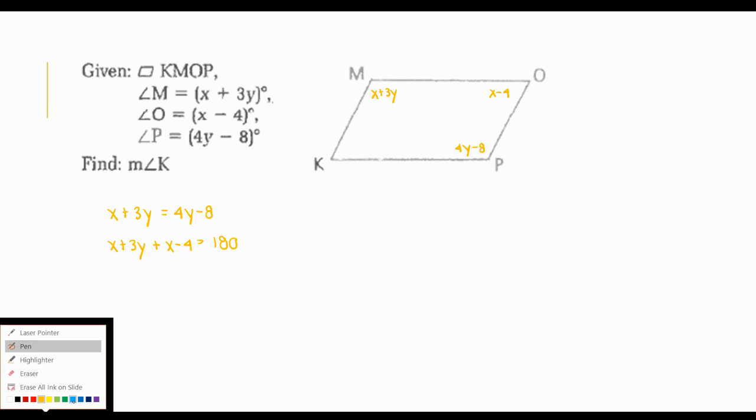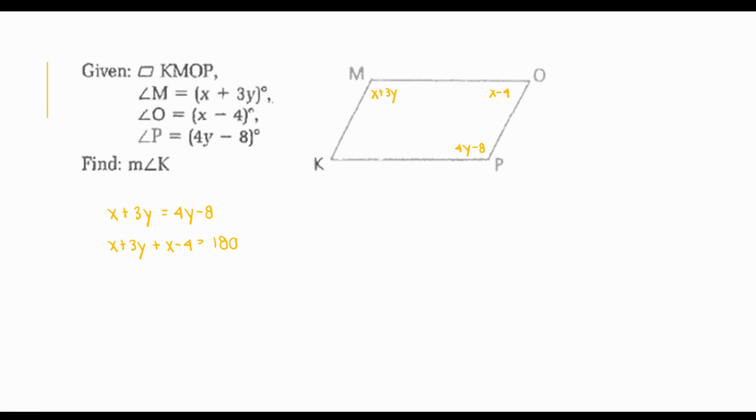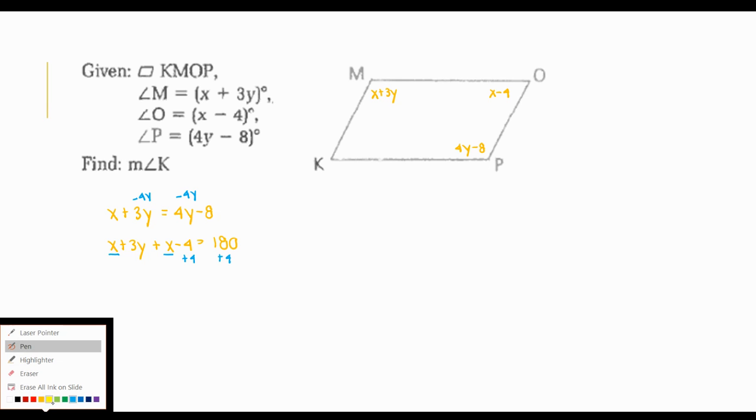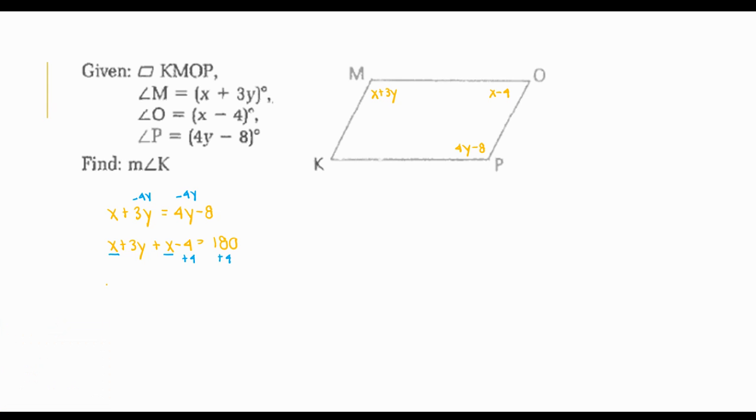Now I'm going to manipulate these equations to get x's and y's to the same side. In the top, all I have to do is subtract the 4y. And then in the bottom, we've got the x's that we can combine, but I do want to move that 4 over to the right. So my top equation is now x minus y, and that equals negative 8. And my bottom equation is 2x plus 3y, and that equals 184.